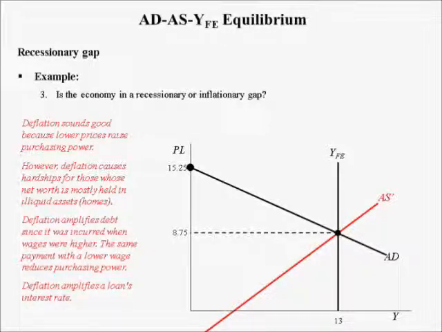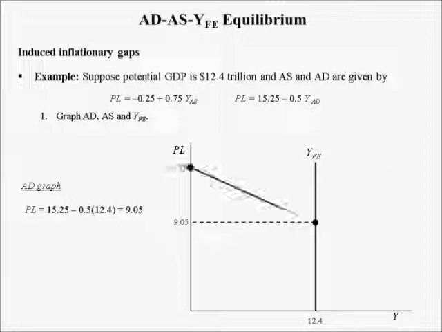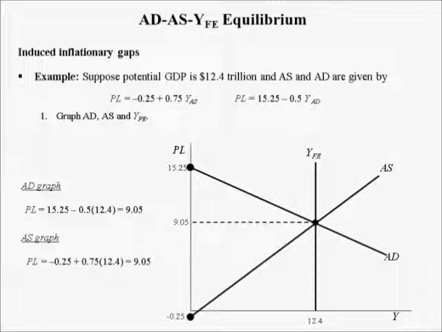Okay, let's look at an induced inflationary gap. Suppose potential GDP is 12.4 trillion. Now, remember, we have the same supply curve, the same demand curve. So if full employment output is 12.4 trillion, right, then aggregate supply and aggregate demand are going to meet at full employment output. We already know this. We've already calculated these numbers, right? So I'm going to just go through them quicker. Now, we're exactly where we want, right?